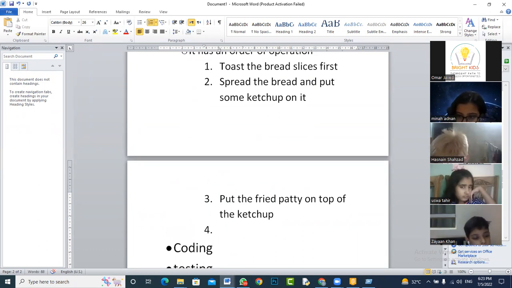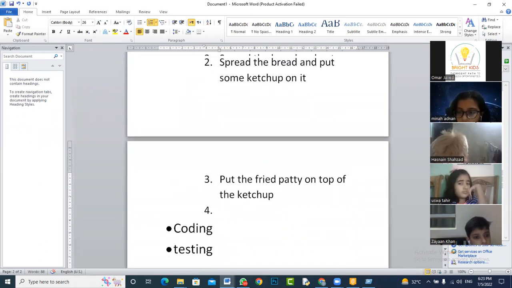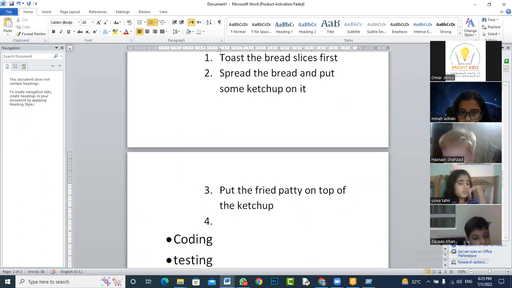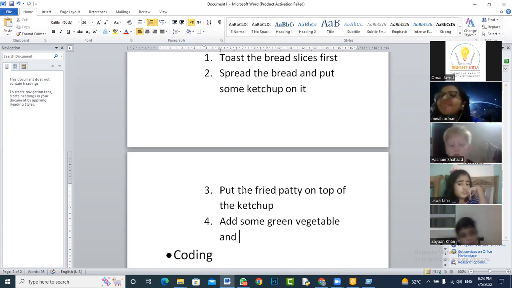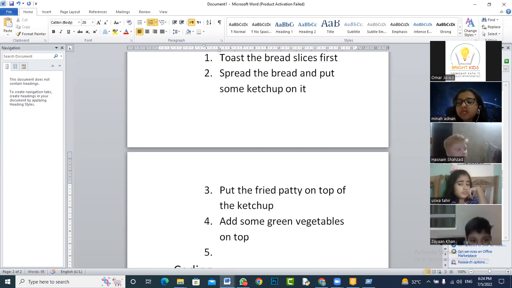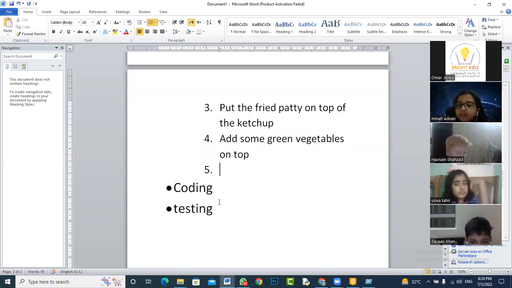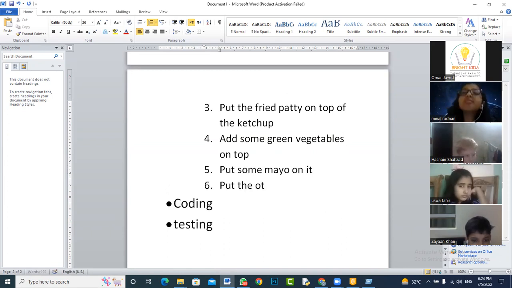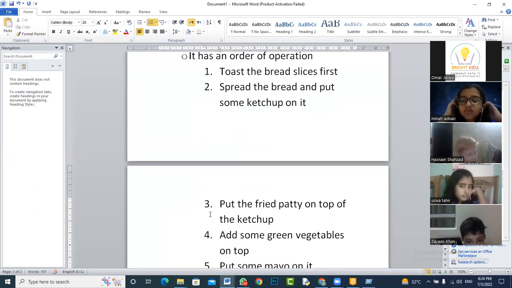Okay, so the fourth part in this situation is that after you have put some ketchup on that, you would want to add some green vegetables and tomato on top. Fifth part would be that after you have put that, put some mayo on it, put the other slice of bread. So this basically becomes your algorithm. So the recipe becomes your algorithm.